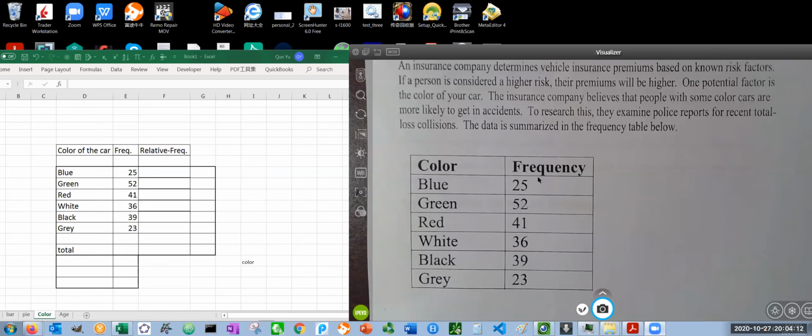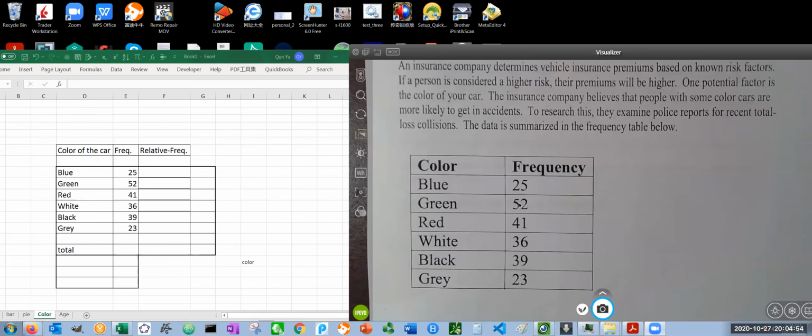Imagine if you have thousands of these reports, not just several dozen or 100 of them. You have several thousand, several tens of thousands of these numbers, and they put all this raw data in front of us. Nobody can tell which color is involved in the most accidents until you organize the data into something such as this frequency distribution table. We can clearly see that green is the color most likely to be involved in a total loss collision accident. This is called a frequency distribution table.